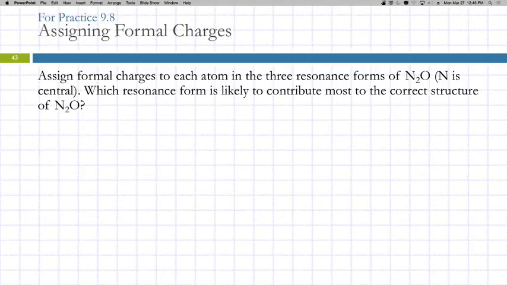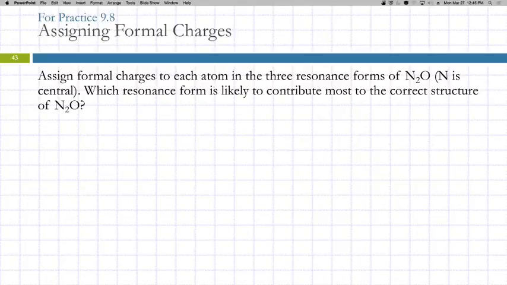Okay, so assign formal charges to each atom in the 3 resonance forms of N2O, and they're telling us that nitrogen is central. You would not necessarily predict that, but it is. Which resonance form is likely to contribute most to the correct structure of N2O?